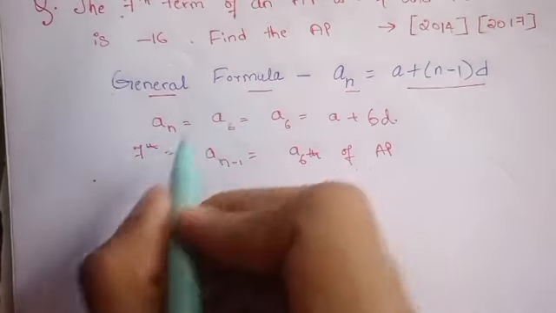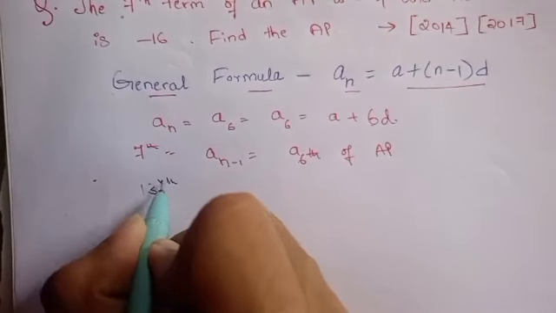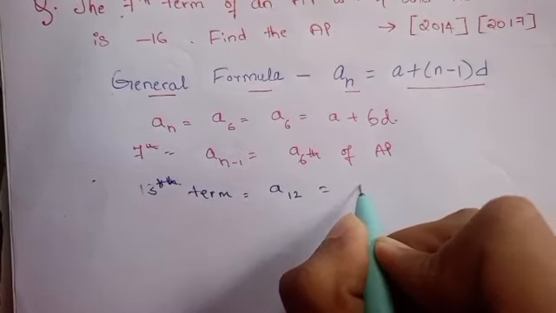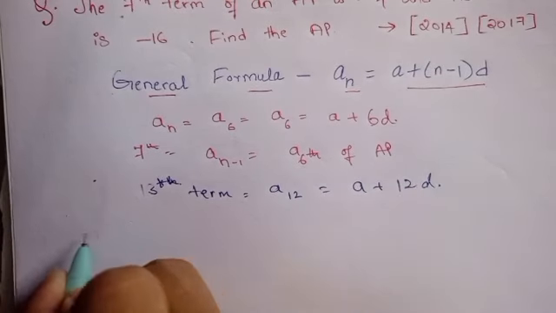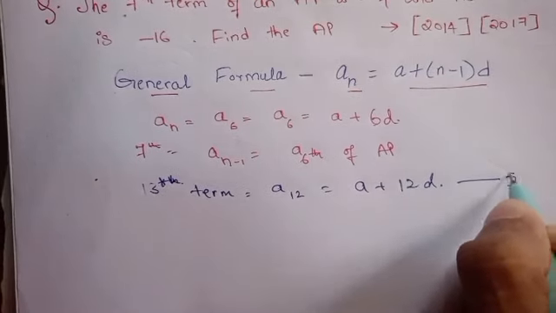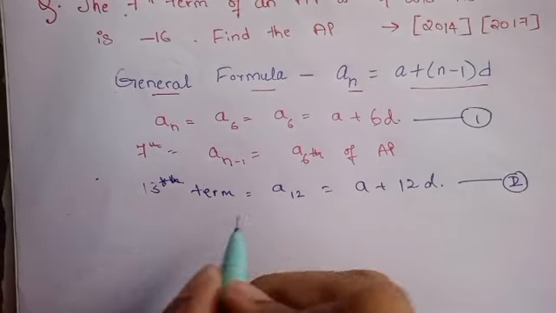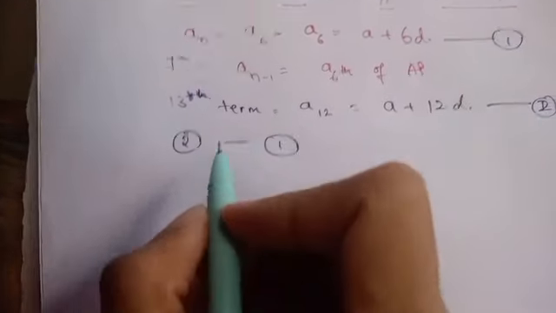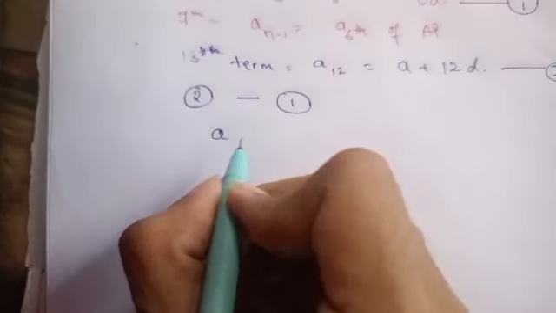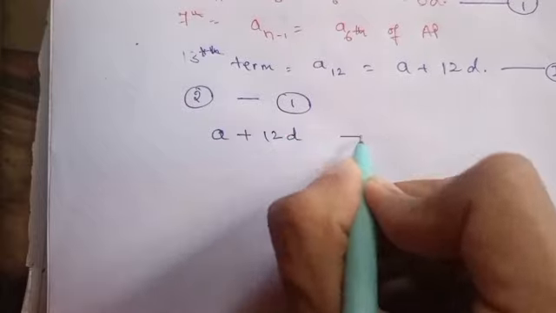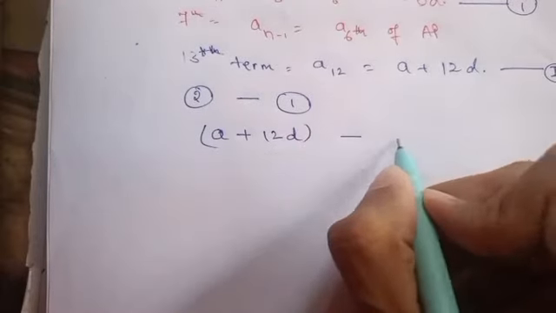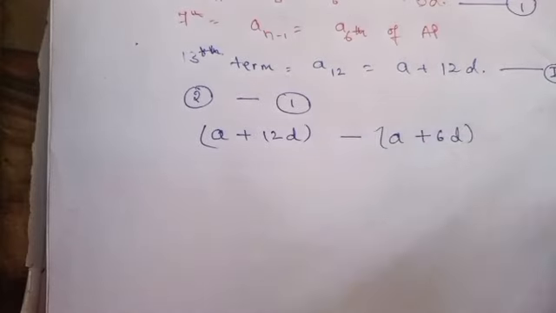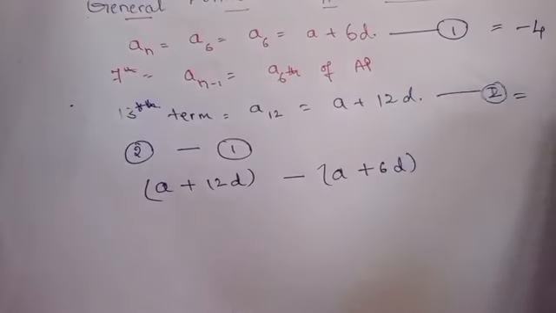And similarly, now we have the 13th term. What is the 13th term? The 13th term will be a_13, that is a plus 12d, same as we did for the 7th term. So taking it as equation 2 and equation 1, now we will be subtracting 2 from 1. So subtracting 2 from 1 gives us a plus 12d minus, brackets are important, a plus 6d, and in the RHS we have minus 16 minus minus 4.